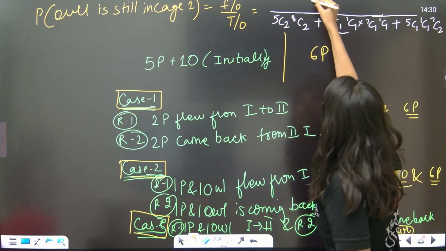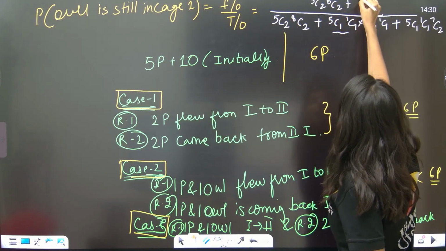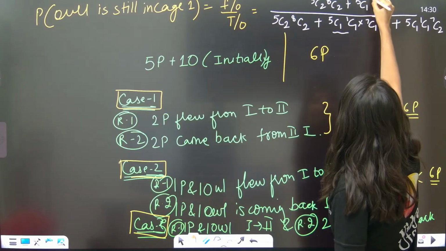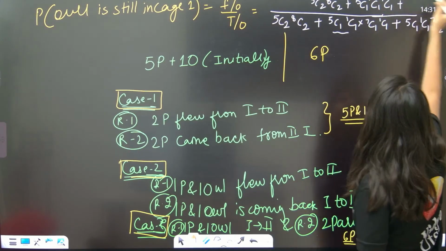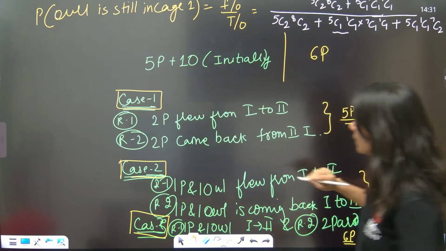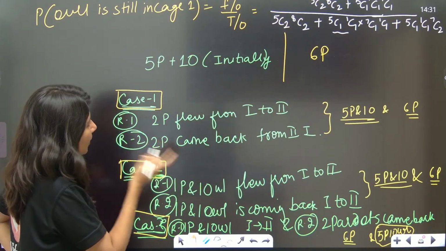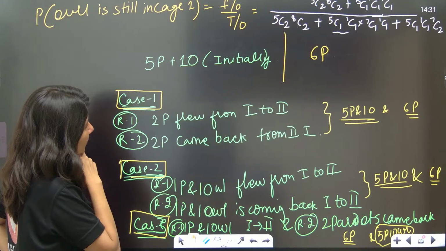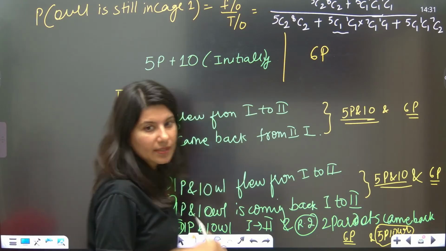So this is 5C2 times 8C2, plus 5C1, 1C1 and 7C1, plus this. That's it. The third case will not be there. Have I done this right? 2 parrots flew, so 6 plus 2 is 8, and I want 2 parrots back. 5, 8s are 40. This is how it is.